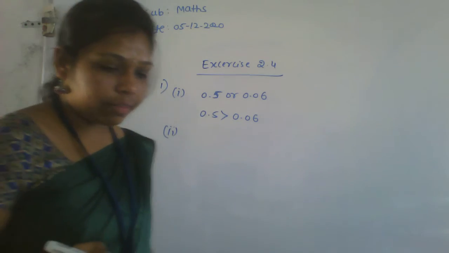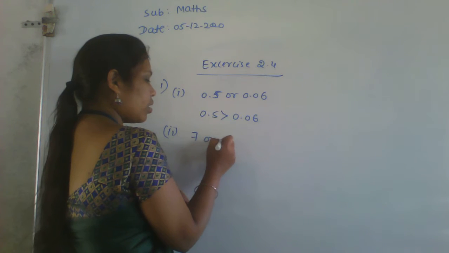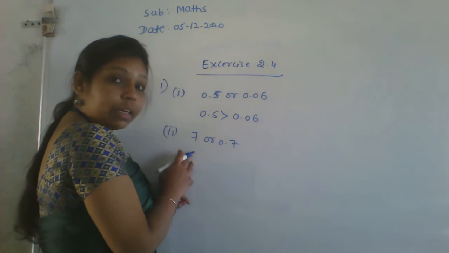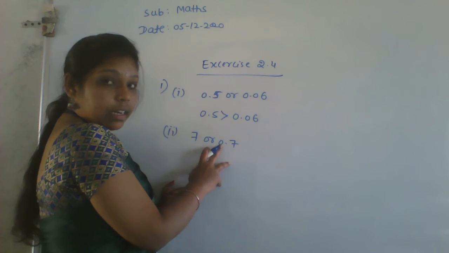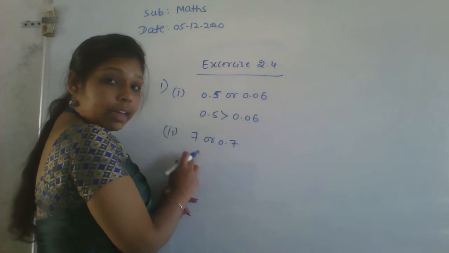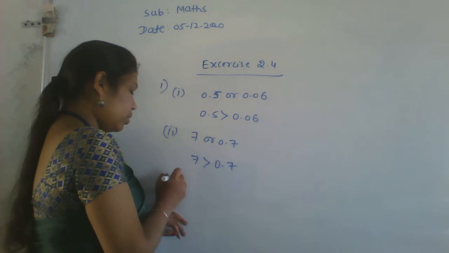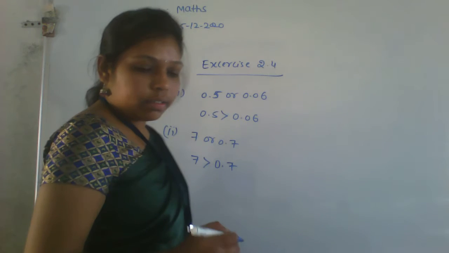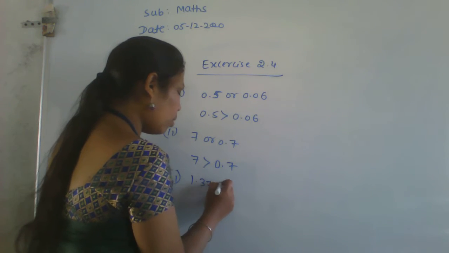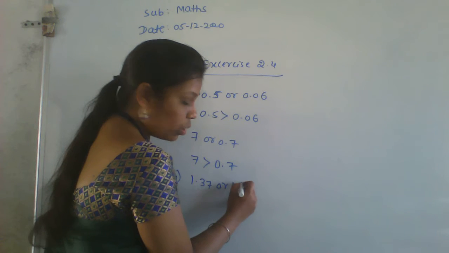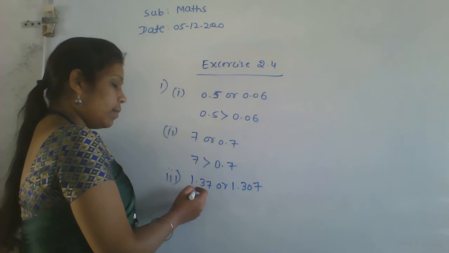Okay. Second one, 7 or 0.7. Of course 7, because 7 is a whole number. Here nothing is there, 0 value is there. So 7 is the greater value here. 7 is greater than 0.7. Next, third one. What is the third problem? 1.37 or 1.307. Which one is greater?